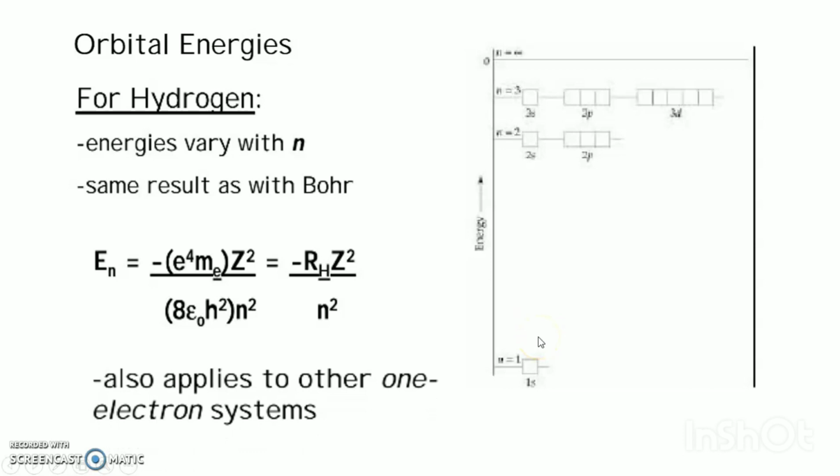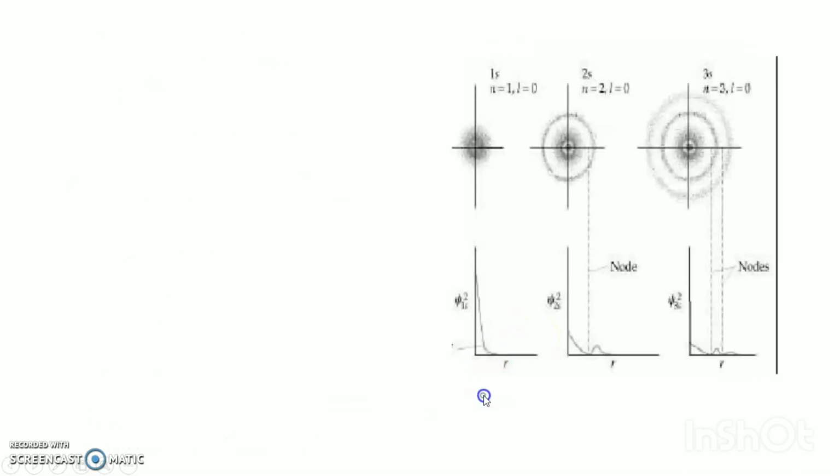This also applies to other one-electron systems. This is my electron system: 1s, 2s, and 3s. n equals 3, l equals 0; n equals 2, l equals 0; n equals 1, l equals 0. And this is the ψ, ψ squared, and the nodes.